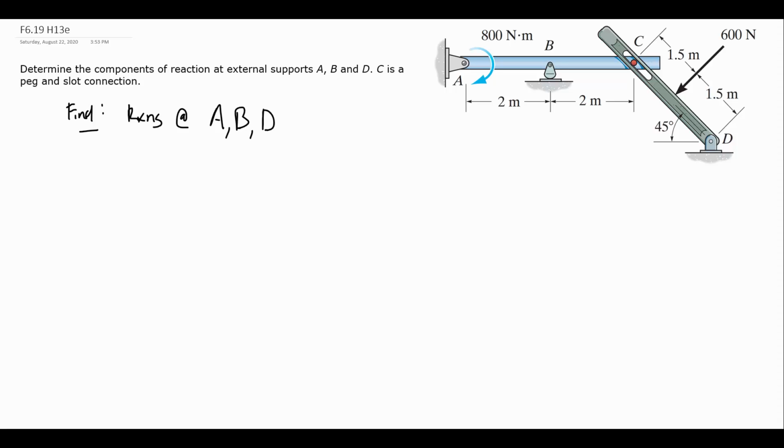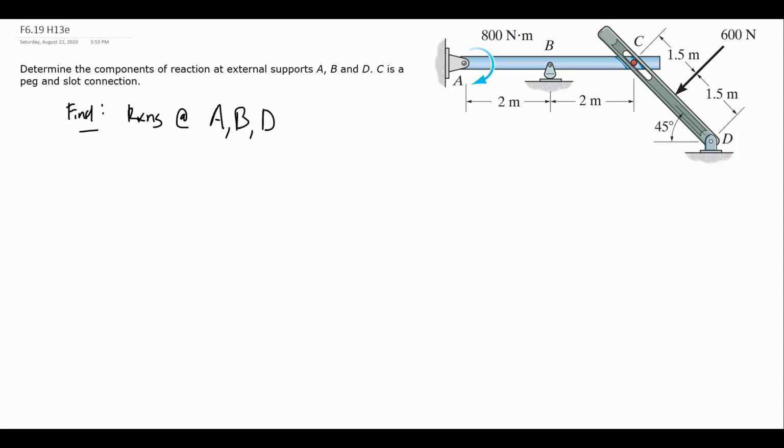So if we look at the setup of how all of our members are put together, we have this blue member ABC, and then this green member CD, and they are connected together with this peg and slot. If we look at the external supports, we have a pin at A, a rocker at B, and a pin at D. So externally, this is going to be statically indeterminate. We're going to have 5 support reactions, 2 at A, 1 at B, 2 at D.